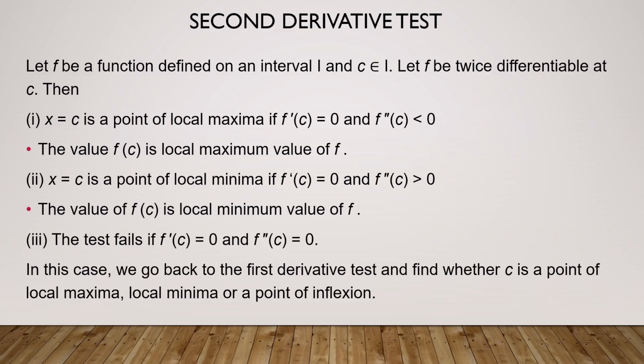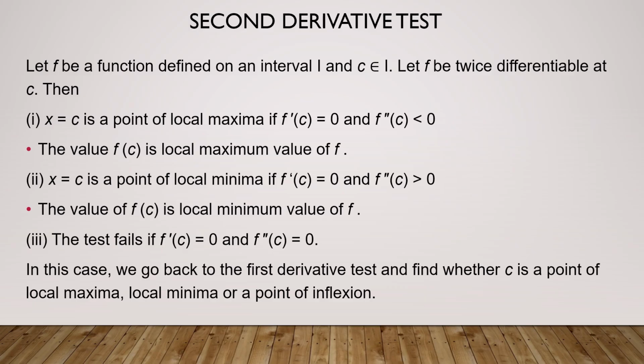Similarly, x is equal to C is a point of local minima if f dash of C is 0 and f double dash of C is greater than 0. The value of f(C) is called the local minimum value of f. Remember, in one of the previous slides we tried to understand this concept, that for the point of local minimum the second derivative is greater than 0 and for the point of local maximum the second derivative is less than 0. The test fails if f dash of C is 0 and f double dash of C is also equal to 0.